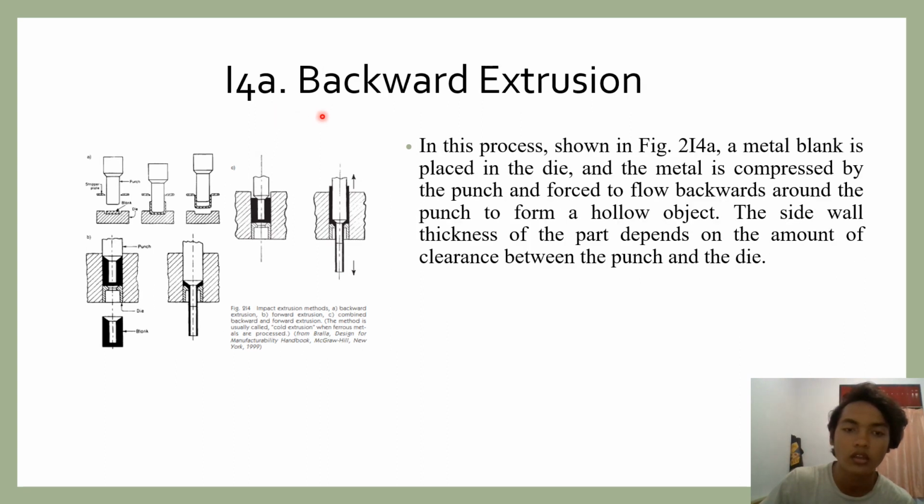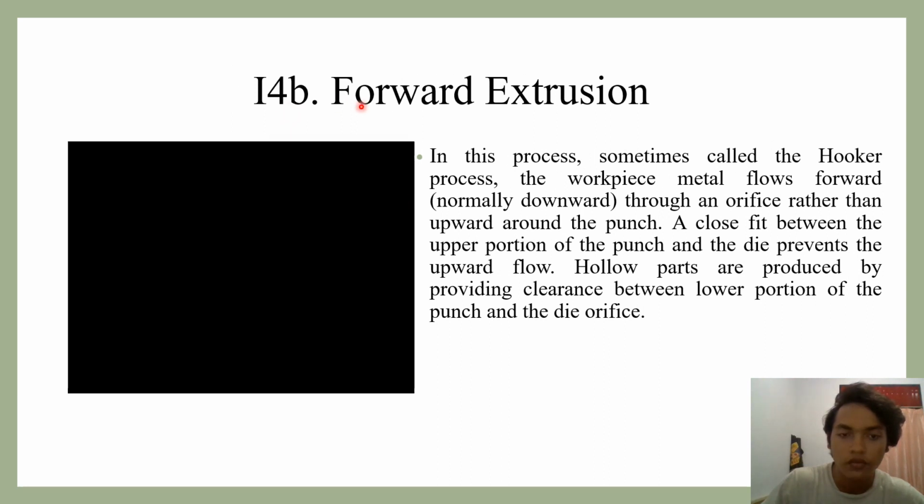Next, I4E, backward extrusion, as in Fig. I4A. A metal blank is placed in the die and the metal is compressed by punch and forced to flow backward around the punch to form a hollow object. The side volumes of the part depend on the amount of the punch and the die. And next, I4B, forward extrusion, is the hollow box moving forward through the clearance between the hollow area from pressure of the punch.